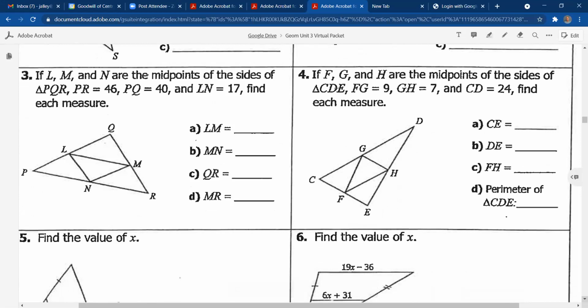The rest of these just check your understanding of how those equations can be worked. In problem number 3, you've got midpoints of all 3 sides. You've got dimensions for the outside sides, or legs, of the big triangle. The problem is to find the measurements of those mid-segment lines. How long are they?